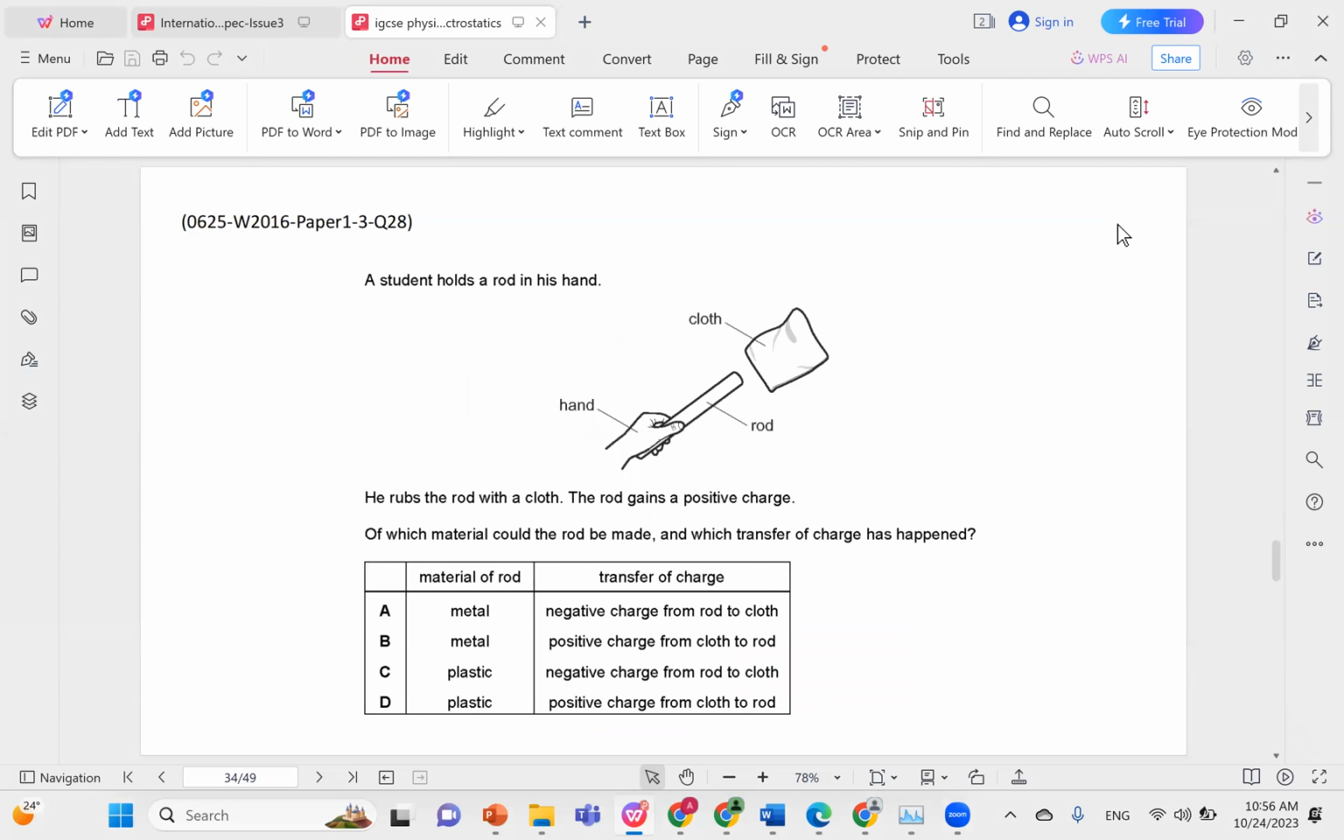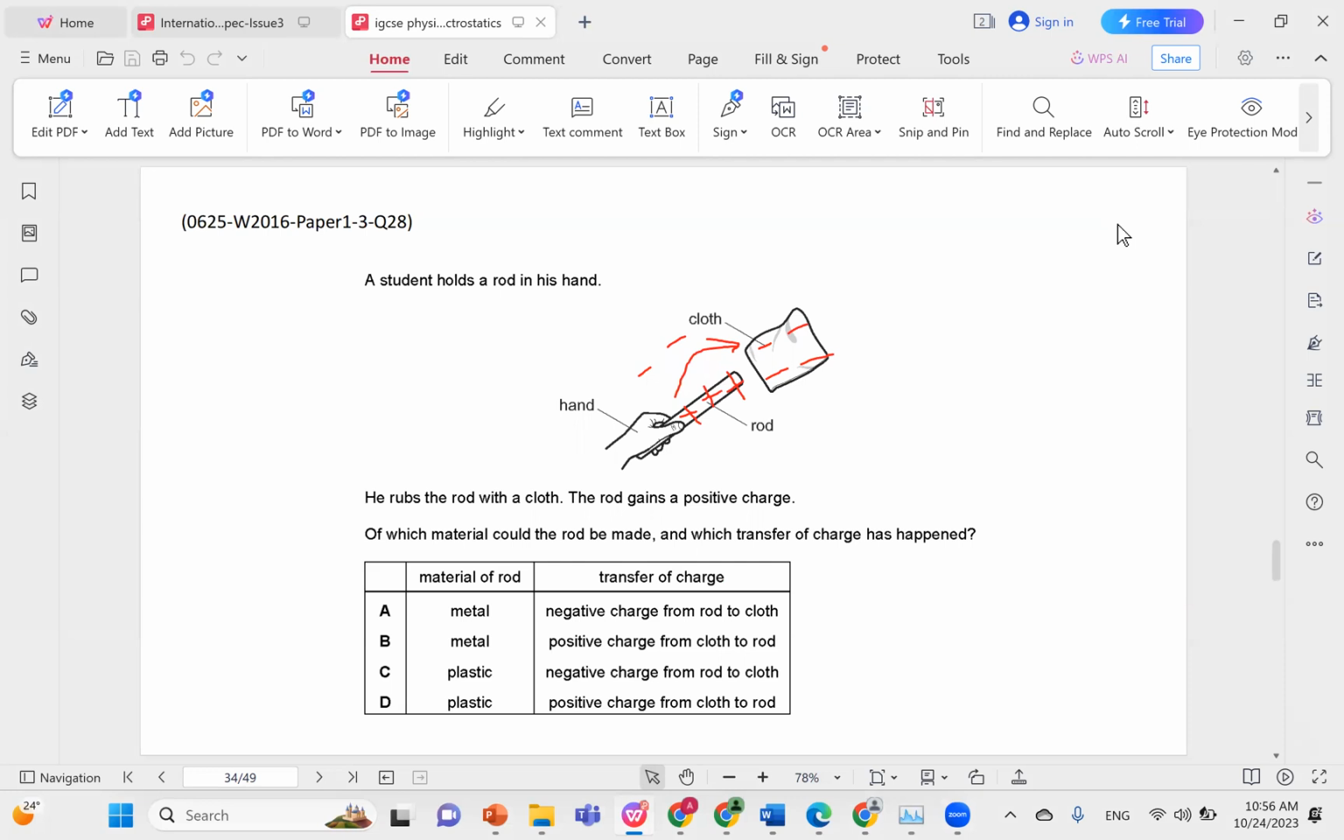A student holds a rod in his hand. He rubs the rod with the cloth. The rod gains a positive charge. This automatically tells me that the cloth now is negatively charged, which means that electrons moved from the rod to the cloth. We have electrons moving from the rod to the cloth.